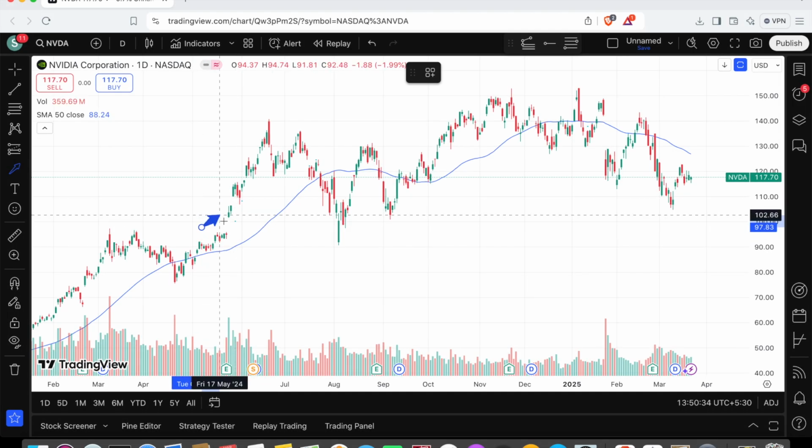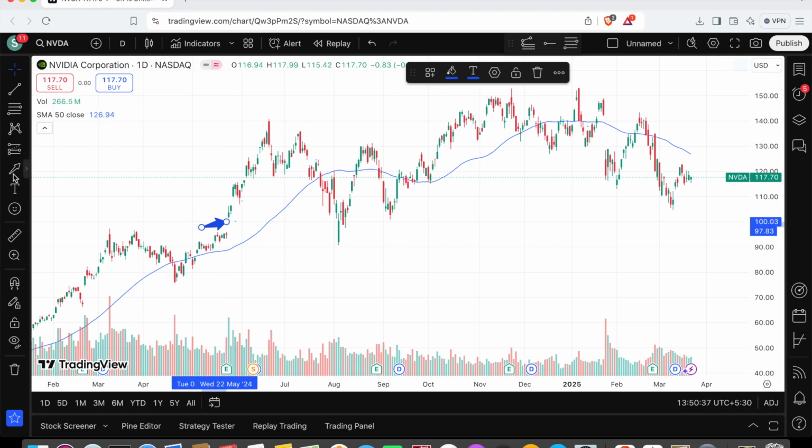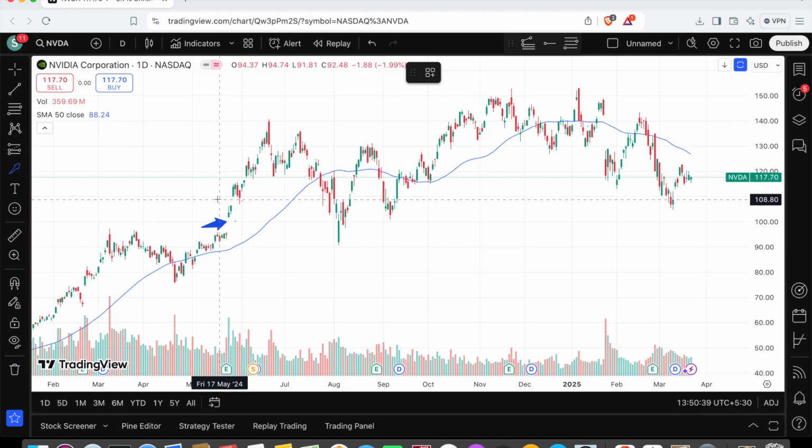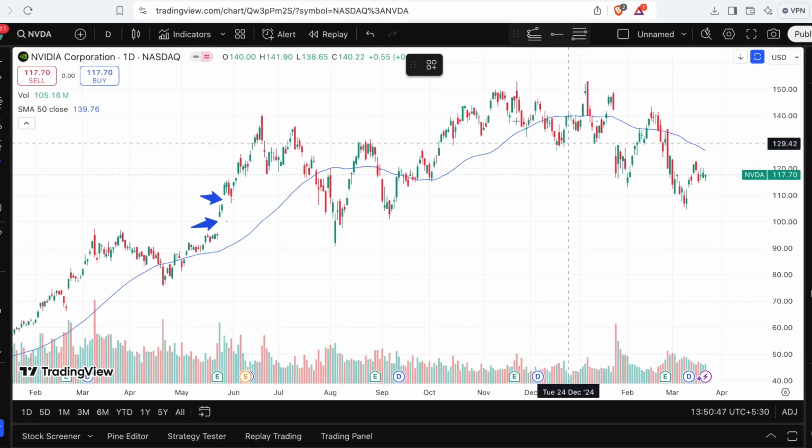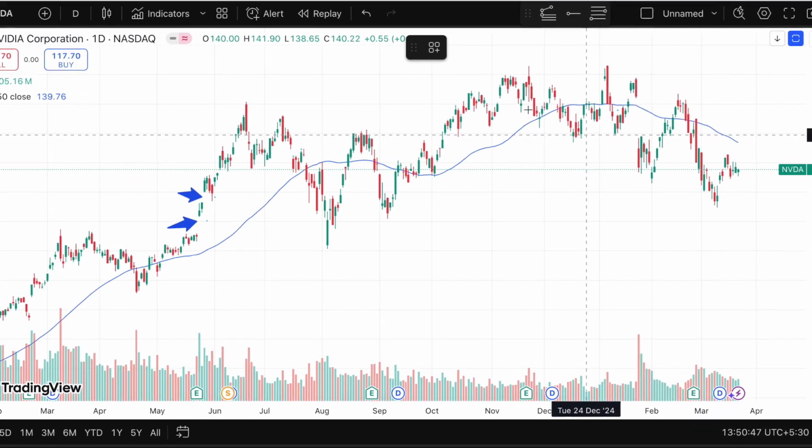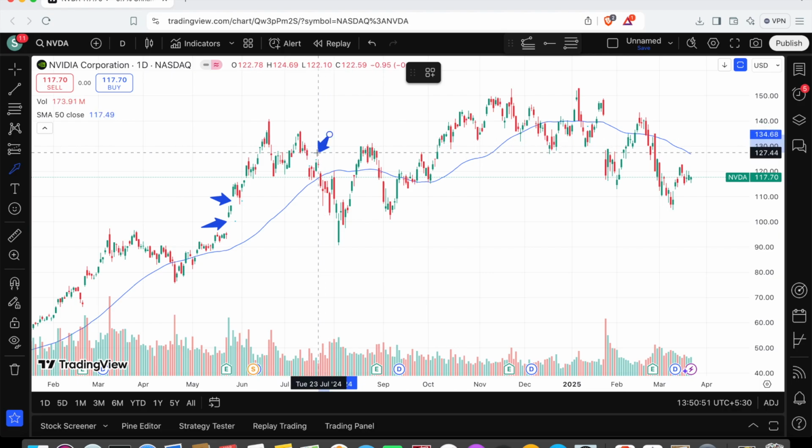When a gap is to the upside, it's called the gap up. When a gap is to the downside, it's called gap down.